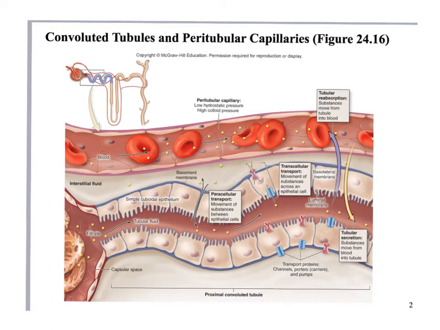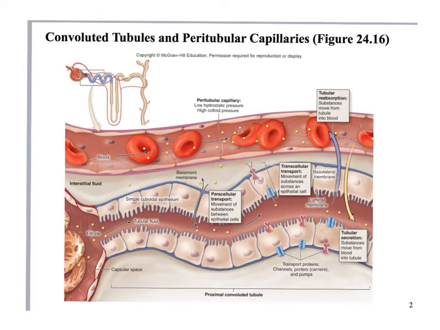Between the cells is paracellular transport, between epithelial cells. And these epithelial cells have connections between them, tight junctions, that will only allow this to occur for certain substances. And then transcellular: there's a protein or a channel or a carrier that will move the material from the lumen of the tubule through the cell and then out of the other side. So transcellular, it has to go through the cell.